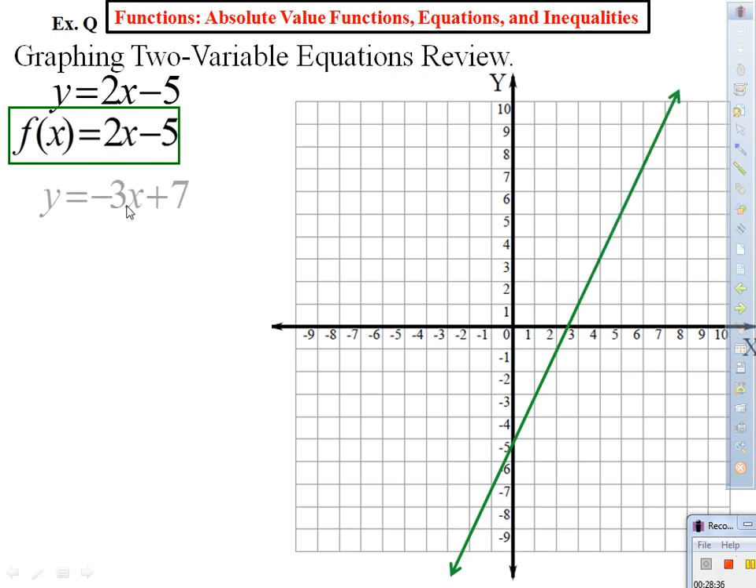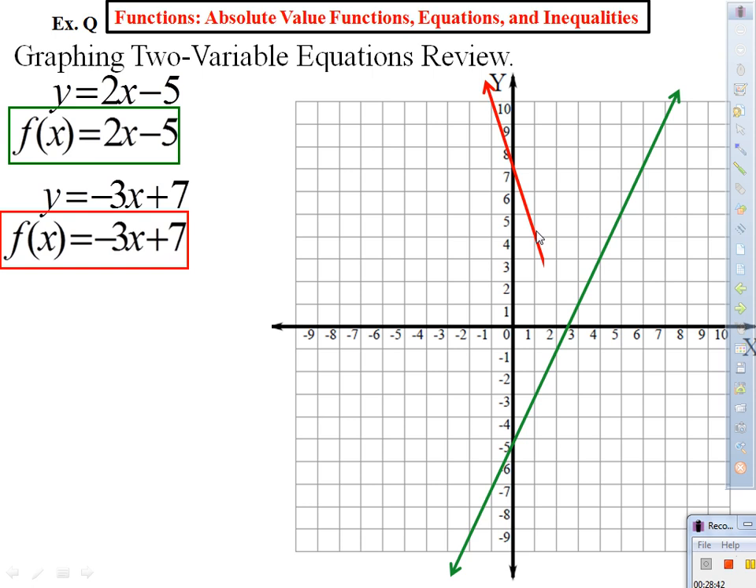How about this one? Y equals negative 3x plus 7. Where do we start? At positive 7, and it goes 3 steps down, 1 to the right, 3 steps down, 1 to the right. What kind of slope? Negative. That's why it's going down.